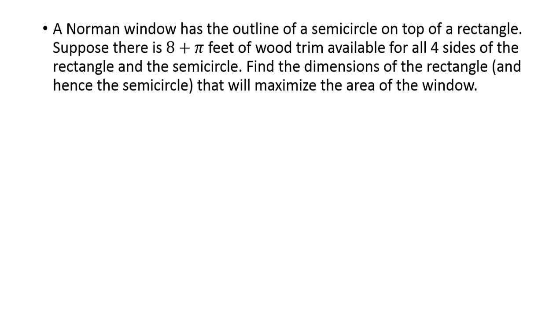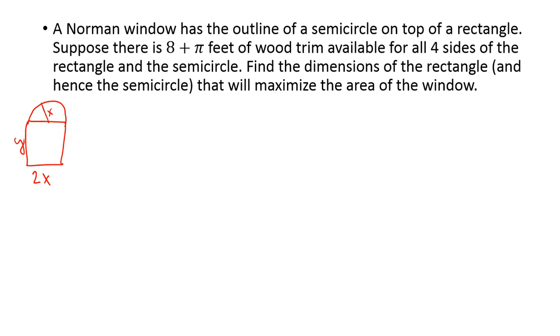So a Norman window looks something like this. Alright. And its dimensions that we're going to label, we're going to say that the height is y, and we're going to say that the length is 2x. Now the reason it's 2x is because the diameter of the top circle, of that semicircle, we're going to say the radius is x, so the diameter has to be 2x.